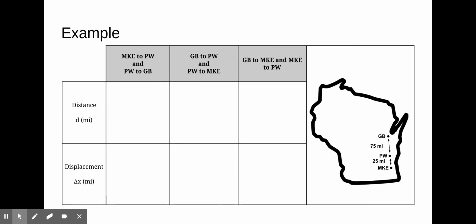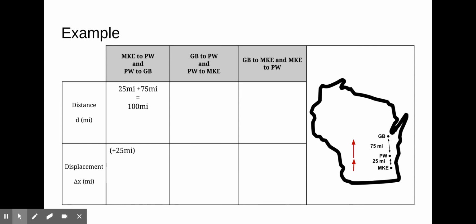So here we can look at an example, looking at the state of Wisconsin. In the first column here, we're going from Milwaukee to Port Washington and then Port Washington to Green Bay. So the distance of that trip is Milwaukee to Port Washington, 25 miles, Port Washington to Green Bay, 75 miles. So in total, the distance is just 100 miles.